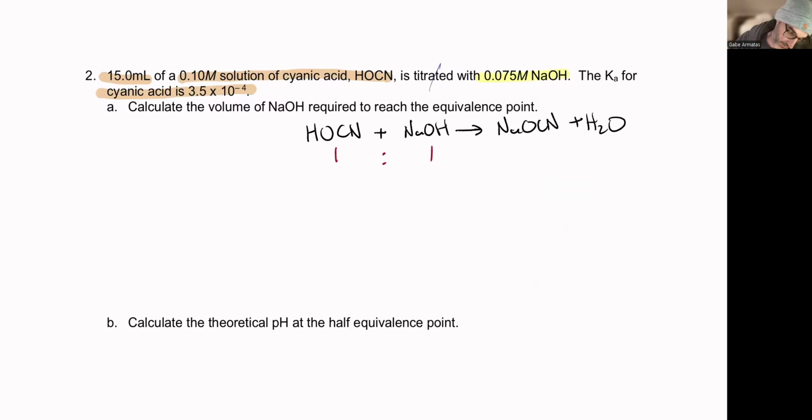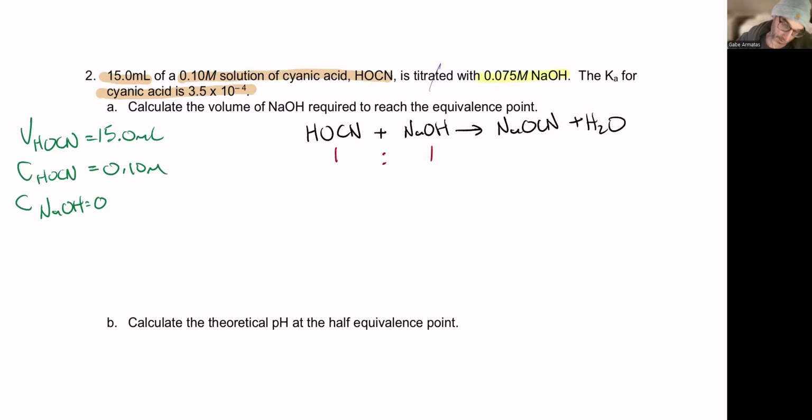Volume of my, looks like HOCN, is 15 mL. The concentration of my HOCN is 0.10 molar. And my concentration of NaOH is 0.075 molar. Okay, so again, we start with a volume. So 15.0 milliliters of my HOCN.